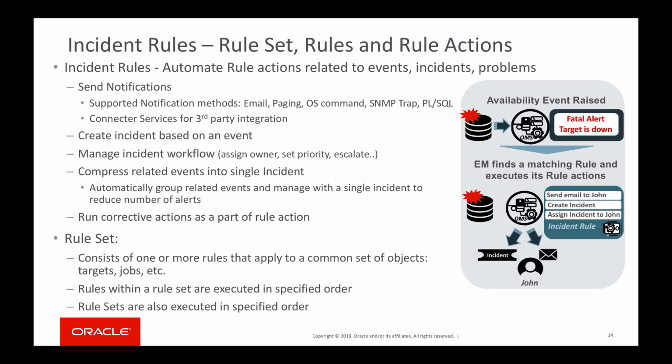Email is the most popular notification method, but if you want to send notification information to another server and process the data in homegrown or third-party tools, you can do that by using other notification methods such as OS command or SNMP traps. For major ticketing systems, such as ServiceNow, we have a dedicated connector service that forwards the EM event information. So let's see that in the next slide.